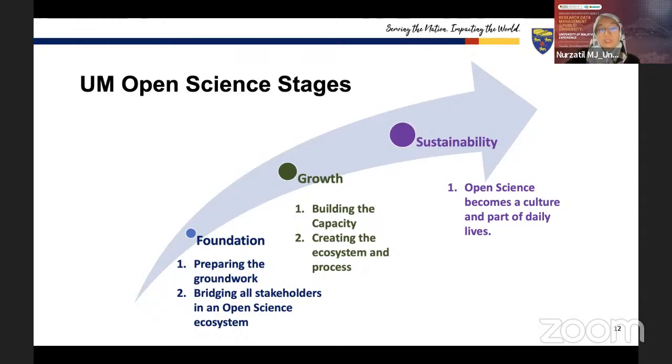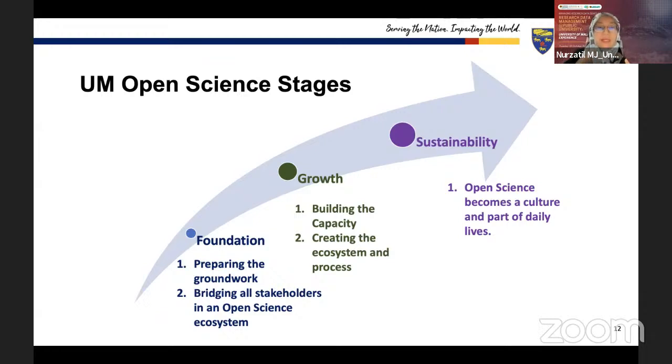So once you have laid the foundation, you have the policy in place, and the stakeholders have the same idea, the same mission towards RDM, you will need to start building the capacity. For example, the data stewards, those who will help the researchers and provide support for the researchers to preserve the data. So we need to build that capacity, and we need to start creating the ecosystem and the process. What are the step-by-step actions, for example, how to make a DMP? This is part of the growth.